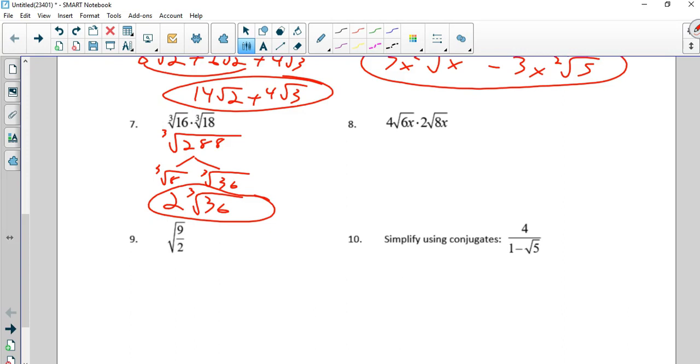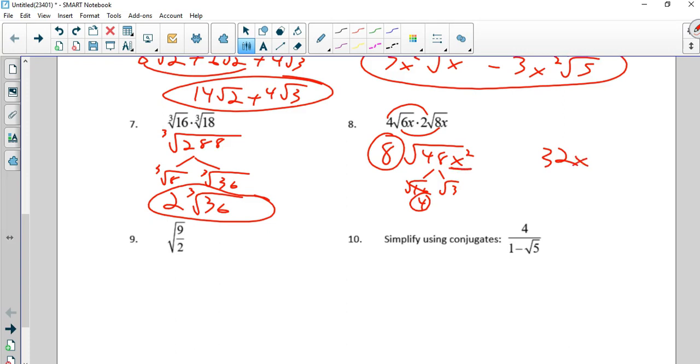On number 8, 4 times 2 on the outside is 8. On the inside we have 6 times 8 and x times x. 48 is going to break down into square root of 16, square root of 3. Don't forget about this 8, because this is going to become a 4. So 8 times 4 is 32. Square root of x squared is x. Everything comes out. What's left on the inside? Radical 3.